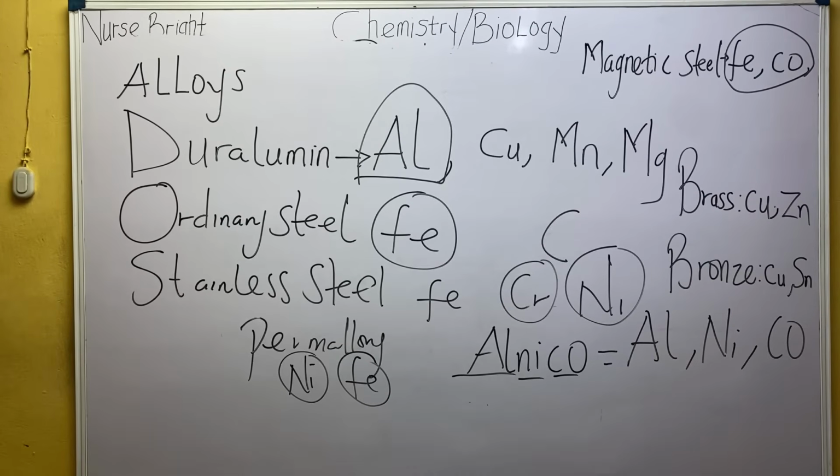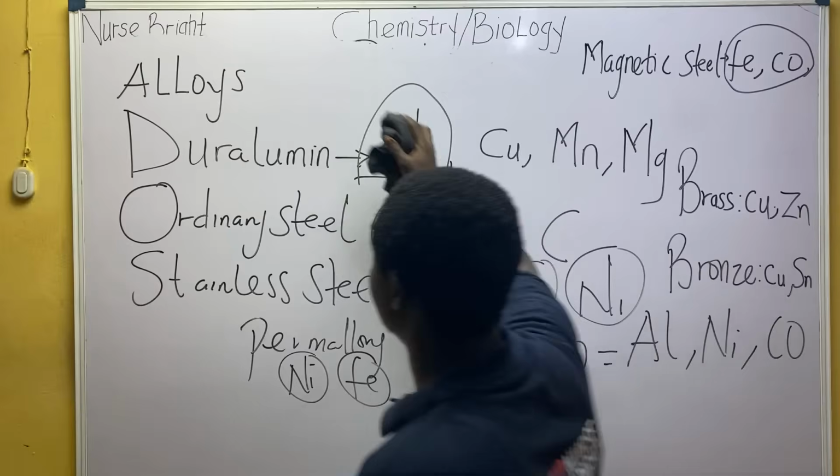So I want to quickly do something now. I want to quickly do something right now on a very, very important aspect in chemistry. Let me quickly write it on the board so I can talk about it. So I want to wipe the board. There are some questions that you're going to see tomorrow. So let me quickly wipe the board on alloys so we can work on them.